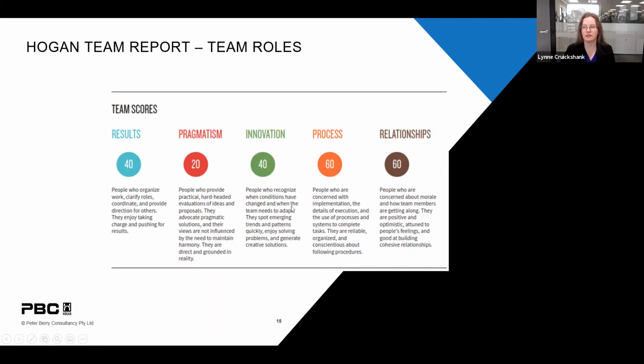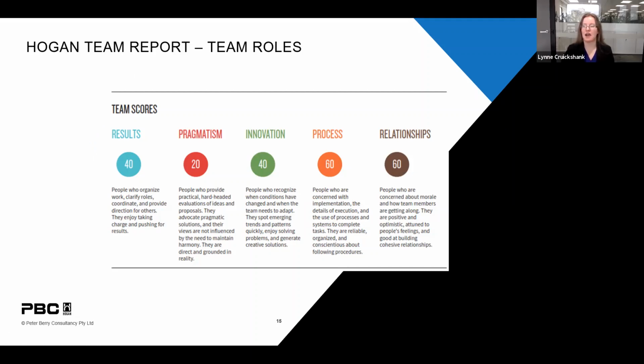And basically with the numbers, anything that is 20 or below is considered low. So for this particular group, we would say that pragmatist role is quite low in this particular group. And then anything 50 or above is considered to be high. So for this particular group, we would say the process and relationship roles are fulfilled quite highly within this particular team. So looking at these particular results, again, I'll just open it up, get your thoughts.